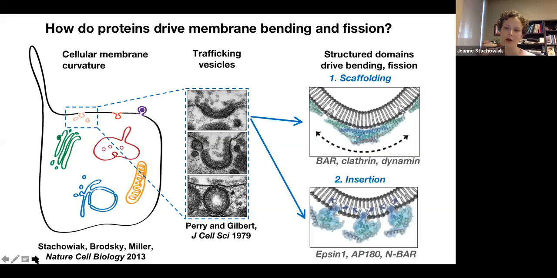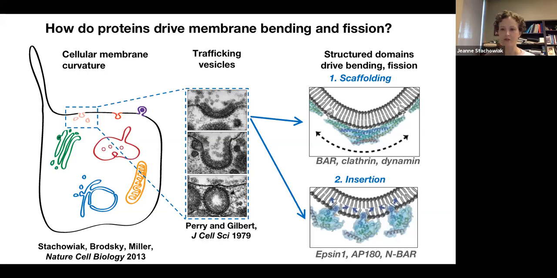Traditionally, there are two main classes of answers to that question. The first is that there's a broad set of proteins known to have specific structures that can scaffold the membrane and impose their curvature on the membrane through a curved binding interface. Here you see the structure of the BAR domain. It's a dimer. But we can also think more broadly about structures like the clathrin coat itself, or cylindrical coats like dynamin that cut off the vesicular neck.